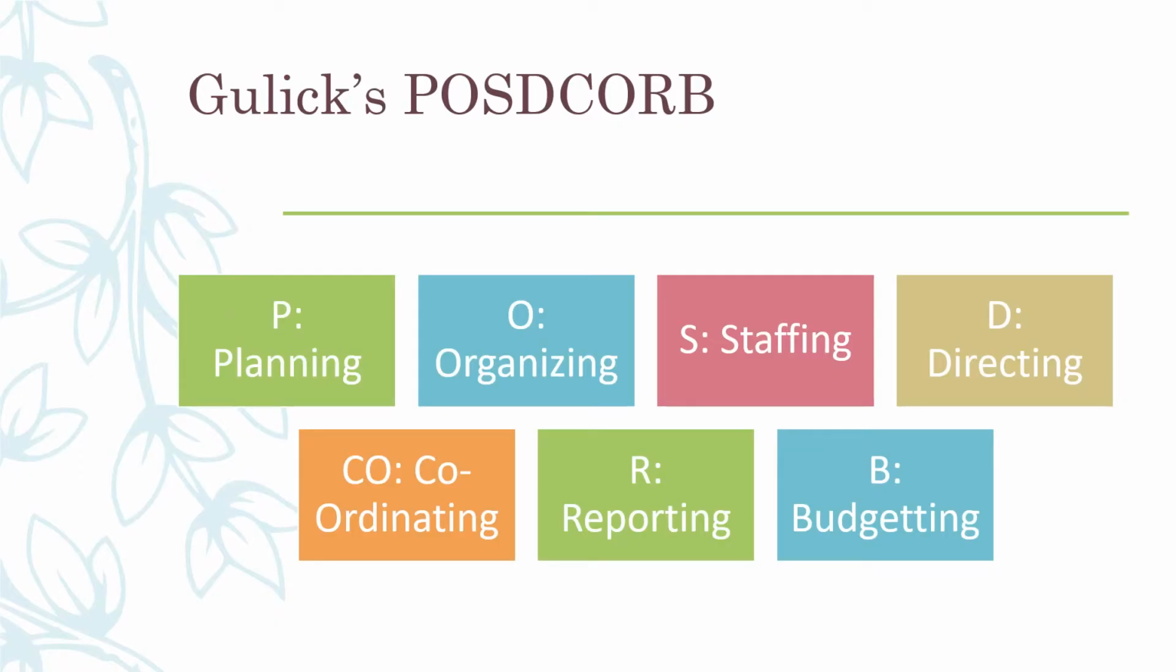On this slide here, I'm going to be discussing Gulick's POSDCORB. It's just explaining how this acronym is discussed. For example, P is planning, O is organizing, S is staffing, D is directing, CO is coordinating, R is reporting, and B is budgeting. This theory was developed by both Gulick and Urwick.